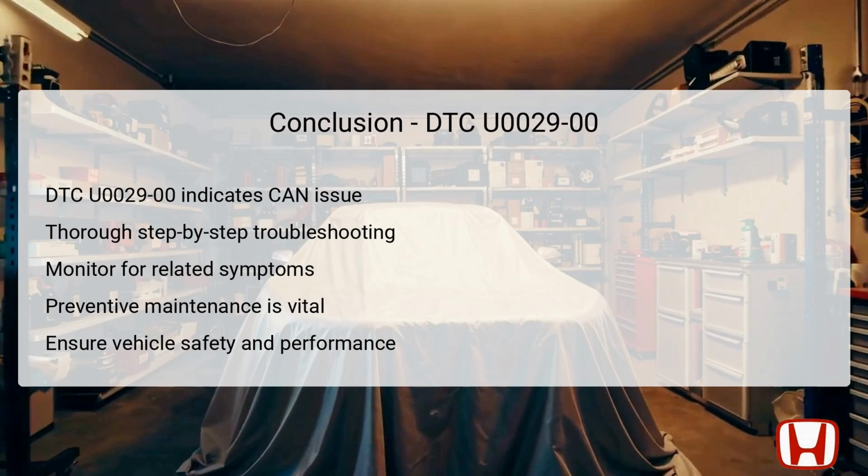In conclusion, DTC U0029-00 signals a critical issue related to the CAN gateway in the Honda CRV, pivotal for the communication between various control modules. A systematic, step-by-step troubleshooting approach facilitates thorough identification and rectification of the underlying issues causing the error.